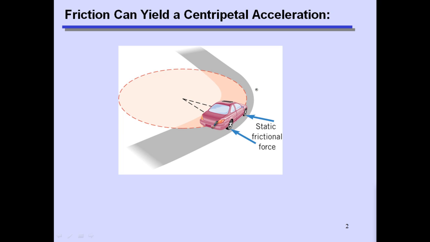So anytime you're going around a curve in a car, you're actually experiencing a centripetal force. There's a force pulling you towards the center of that curve. That's applied by the friction between your tires and the road.